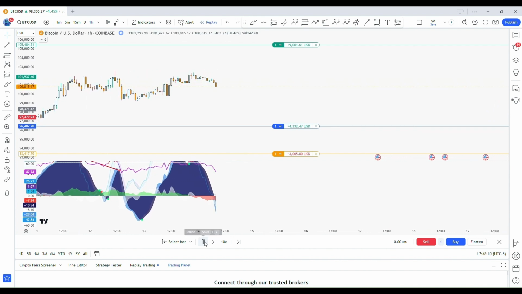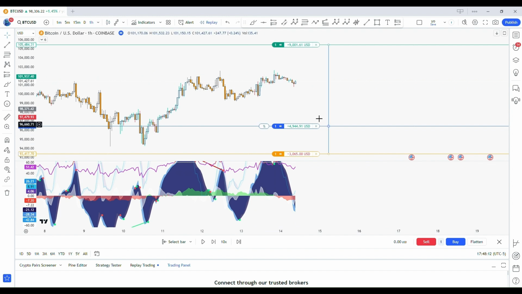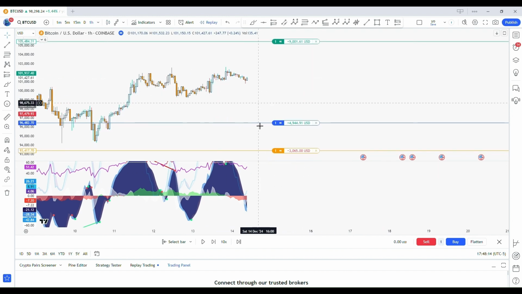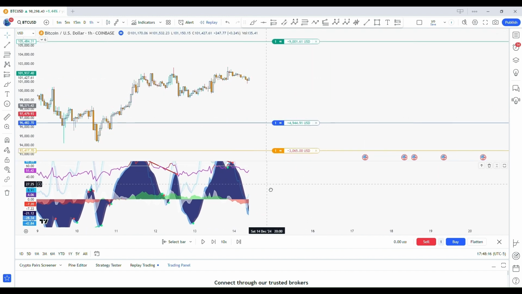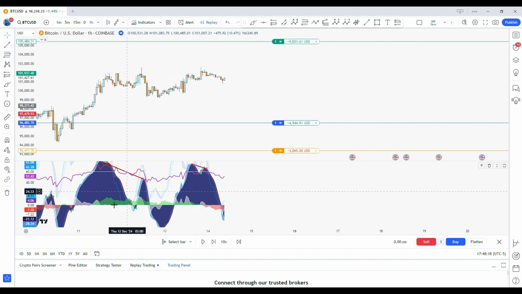Alright, so as you can see here, we did get a pretty nice move. At this point, I would be managing this trade and watching it. The money flow did cross to the upside after our entry, so that's exactly what we'd want to see when we're using this indicator.